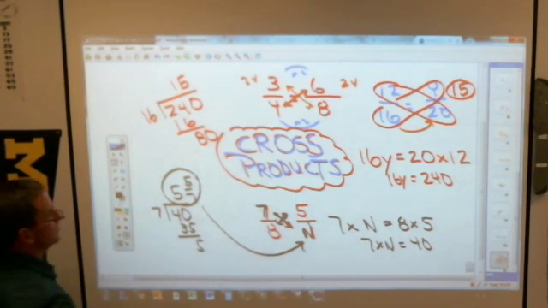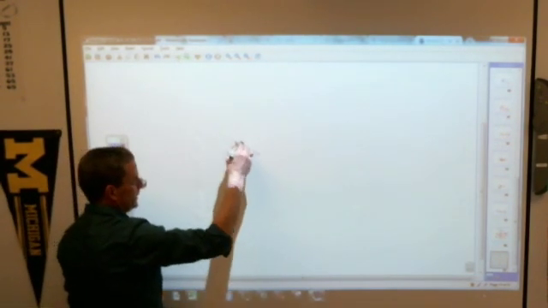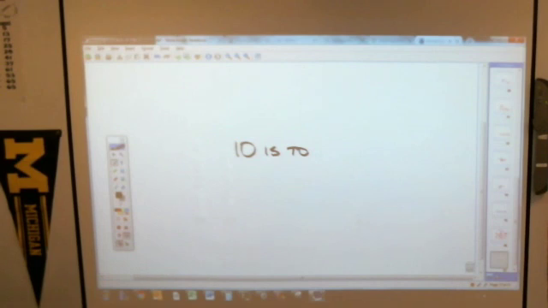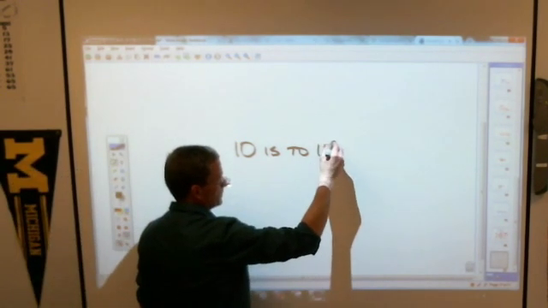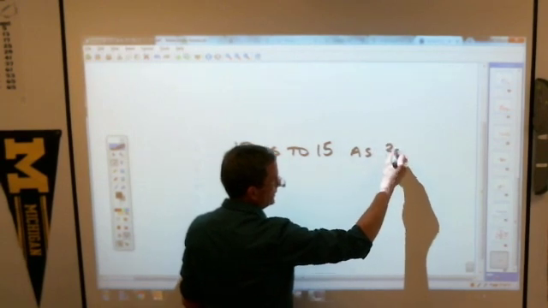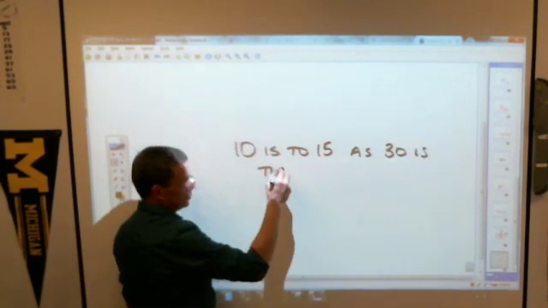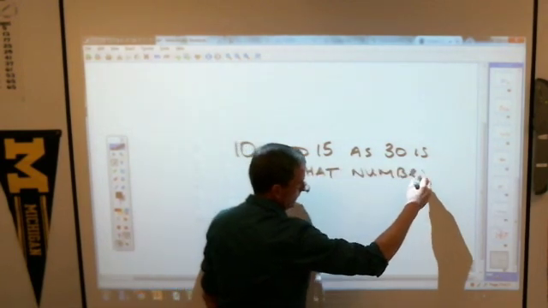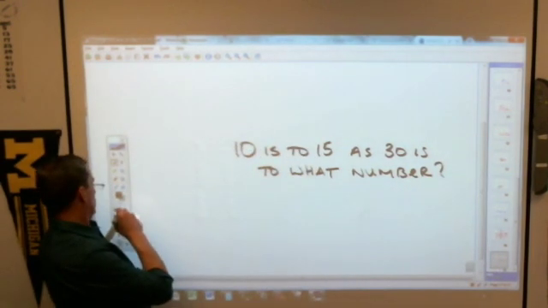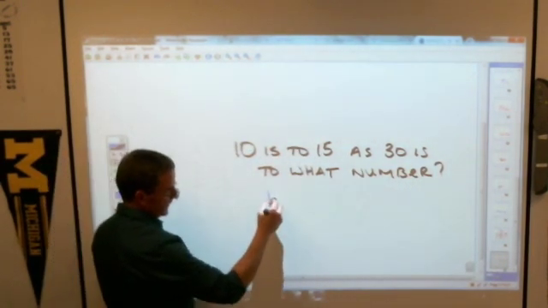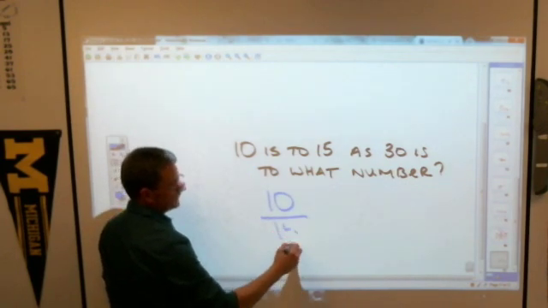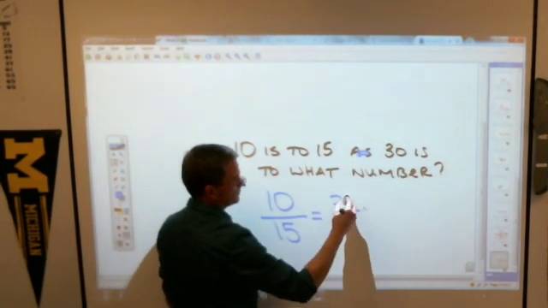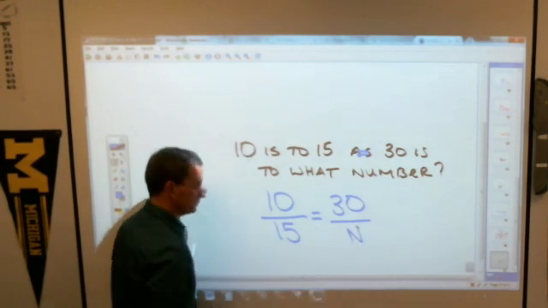Let me give you another one. Let's do this one. Example problem. 10 is to 15 as 30 is to what number? And what would that look like? 10 is to 15, where "as" is an equal sign, as 30 is to what number?